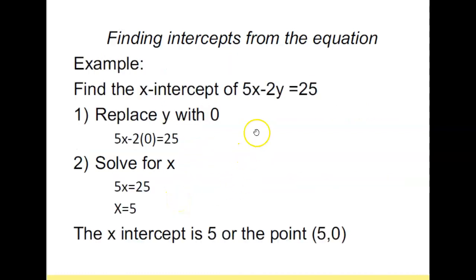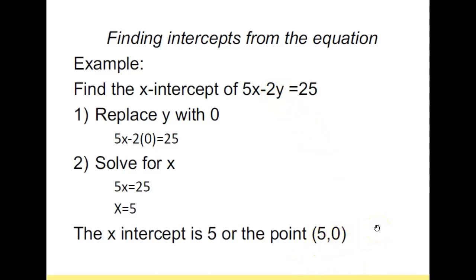Here's an example. To find the x-intercept of this equation, I'm going to replace y with 0. The equation is 5x minus 2y equals 25. When I do that, I get 5x minus 2 times 0, which is 0. So the y term goes away. This term here goes away when you make that y 0. You're just left with 5x equals 25. You would divide both sides by 5 to isolate the x, and you get x equals 5. So the x-intercept is 5, or the point (5, 0). You chose y to be 0. That's one reason it's 0 here, but because you know you're on the x-axis, it's also 0.